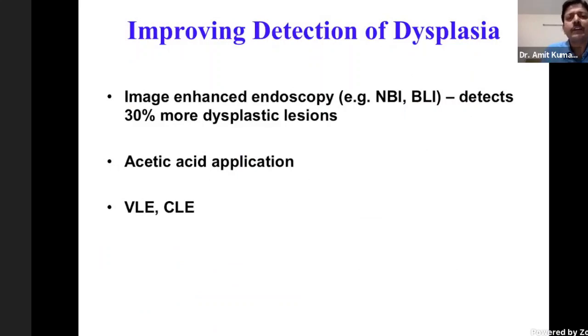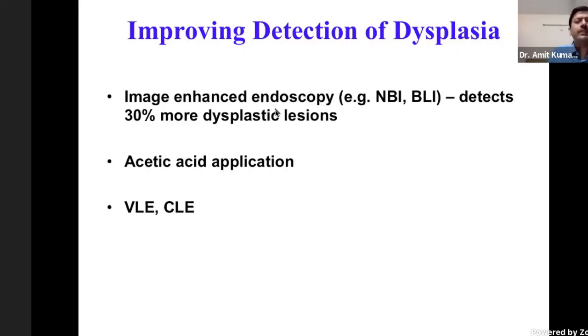So in terms of improving detection of dysplasia, a lot of studies have been published on the use of image-enhanced endoscopy, including narrowband imaging, etc. Meta-analysis has shown that they detect 30% more dysplastic lesions than normal white light. Another technology, acetic acid application, again has been shown to pick up more dysplastic lesions. Then you have newer technologies like VLE, or volumetric laser endomicroscopy, or confocal laser endomicroscopy. Among these, quite a few centers in our country now have NBI. This is something which I use in my practice as well.